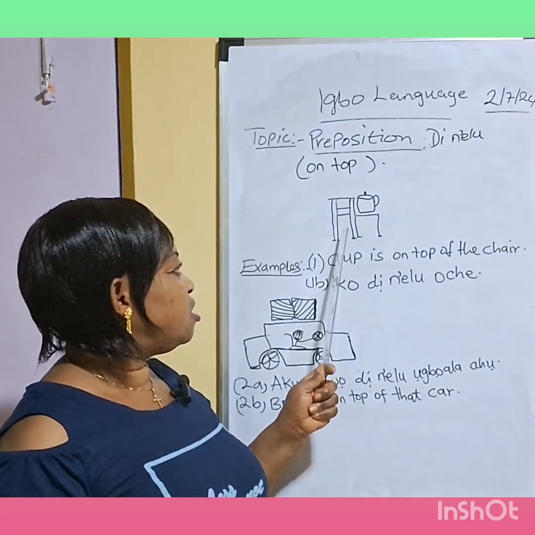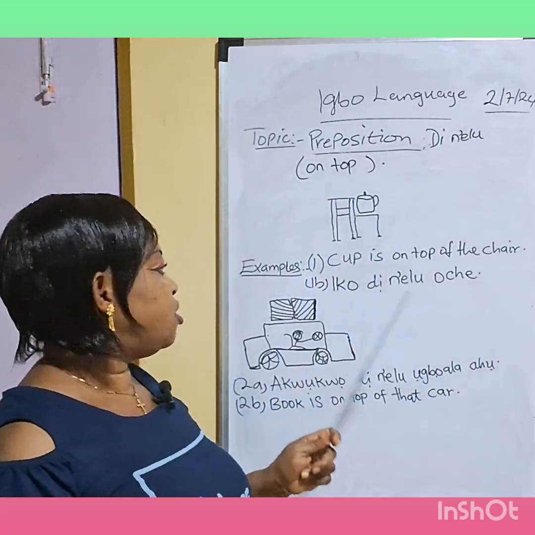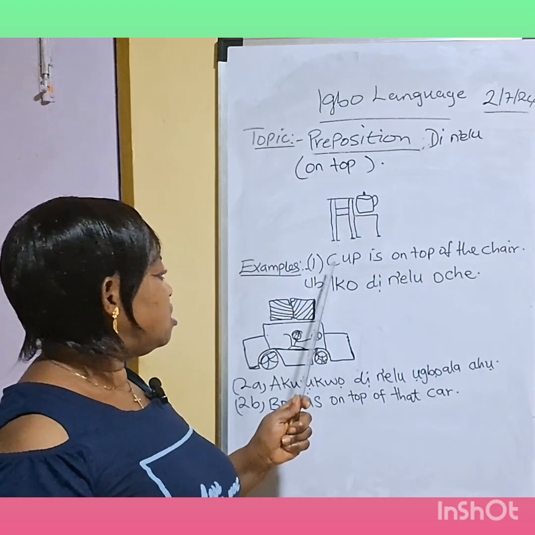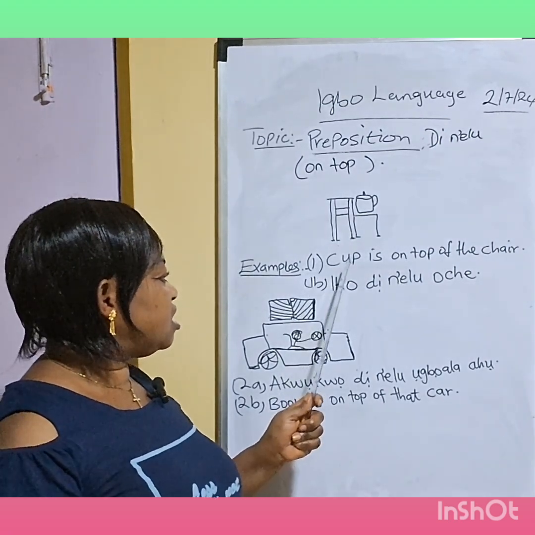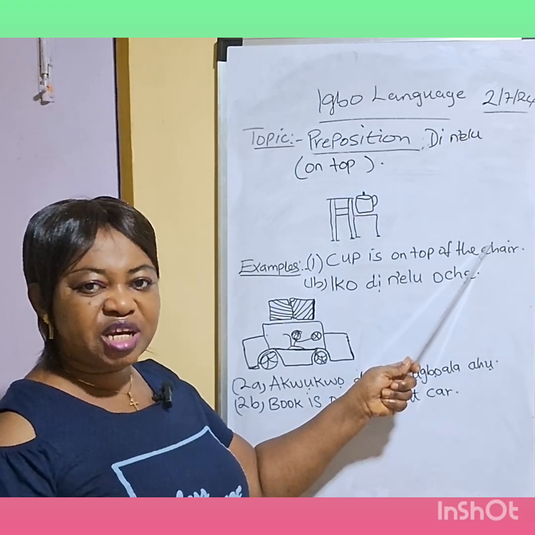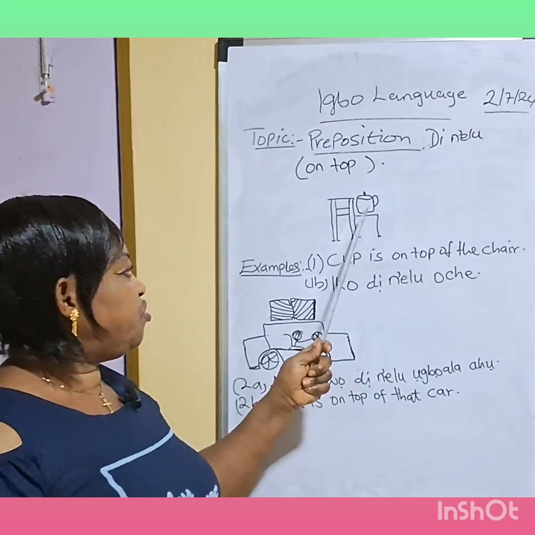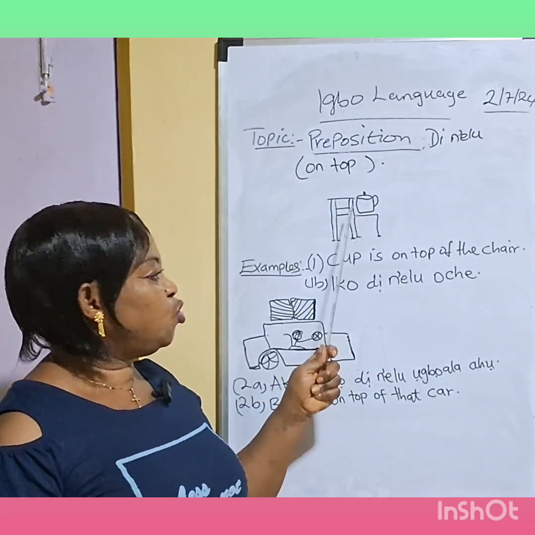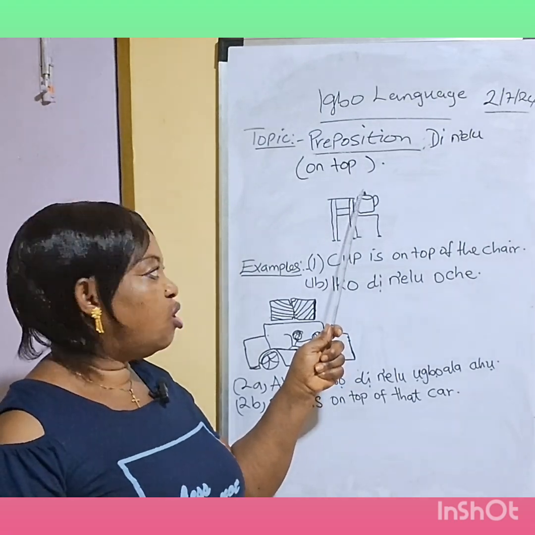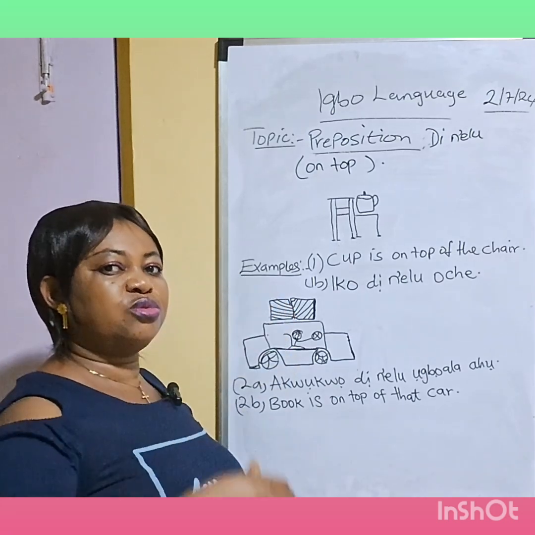For example, this is a chair. This is a cup. Let us see the examples under sentences. Number one example says, cup is on top of the chair. Class, repeat after me. Cup is on top of the chair. If you see this chair and this cup, you will find out that this cup is on top of this chair. That is dinelu.